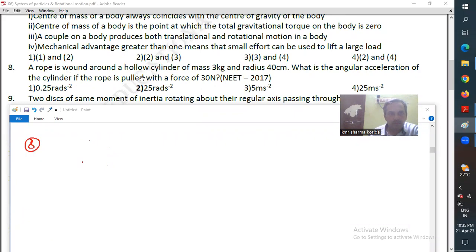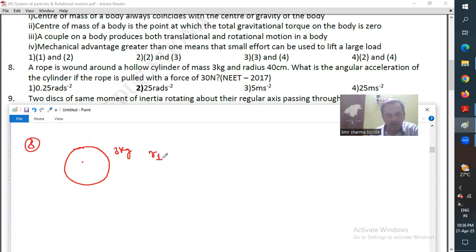Okay, so just imagine the situation. A rope is wound around a hollow cylinder. So this is the hollow cylinder. The mass is mentioned as 3 kg and the radius is 40 centimeters. We need to find out the angular acceleration.